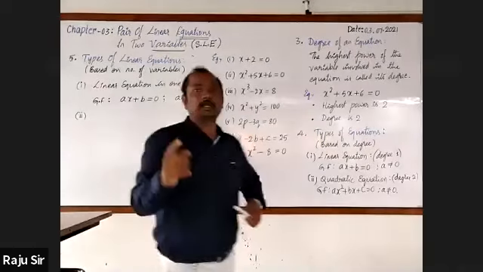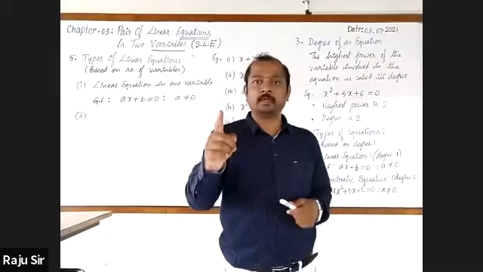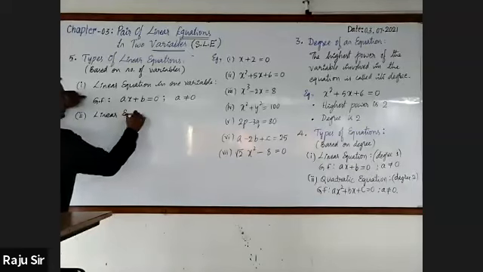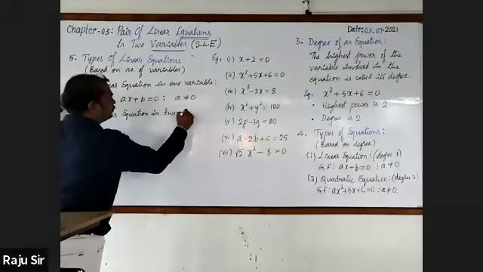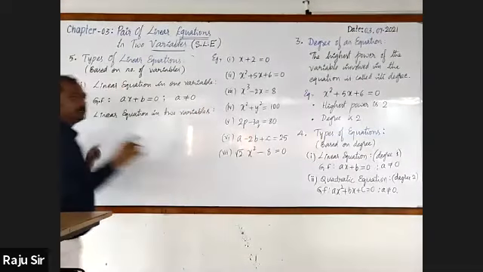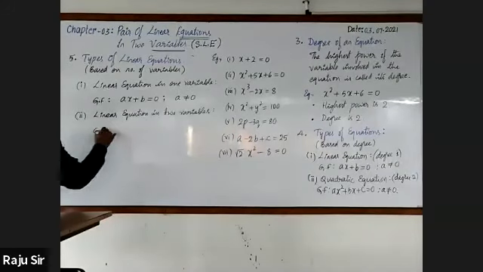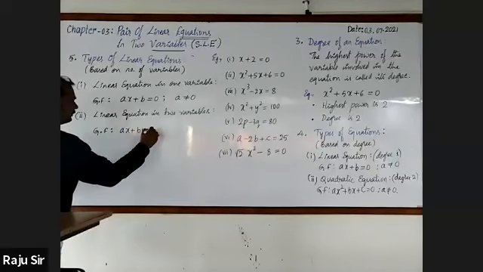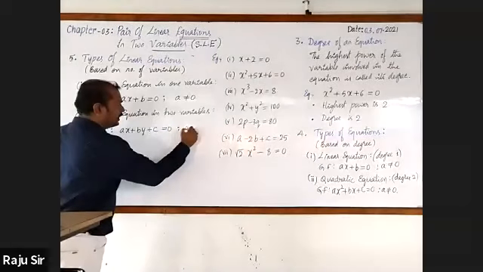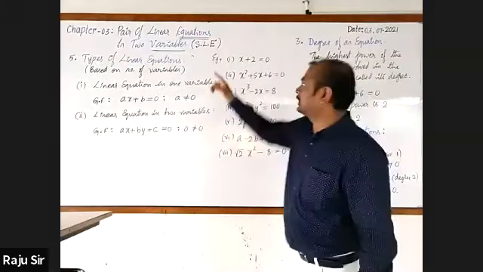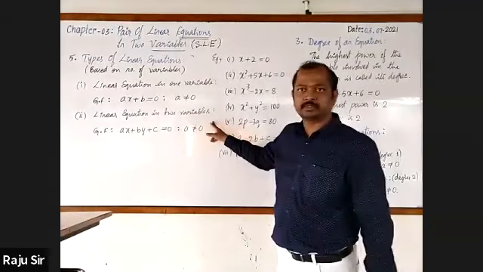Next, an equation of degree 1 with two variables is called a linear equation in two variables. Its general form can be written as ax plus by plus c is equal to 0, where a is not equal to 0. Similarly, we can take three variables, four variables, and so on. But we shall focus only on linear equations in two variables. The name of the chapter is linear equations in two variables.